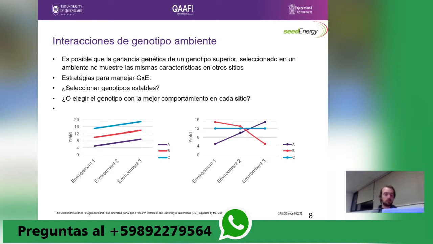Sorry, Michael, I lost the second part of the concept you said. After describing the graph 2, what was your explanation about the G by E?